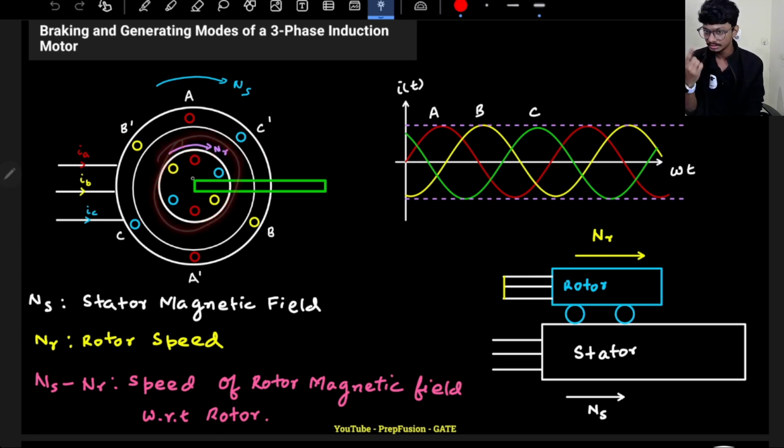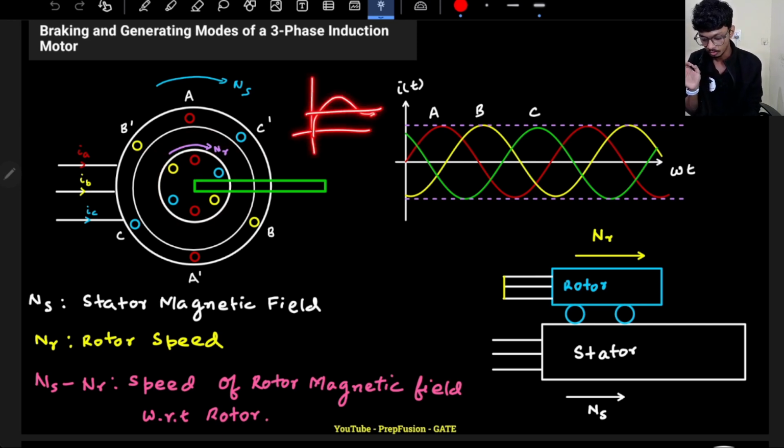So then the rotor will simply rotate, and at steady state the developed torque and the load torque will coincide. That will be a stable point. At that point the speed will be fixed and the rotor will rotate with that speed only.